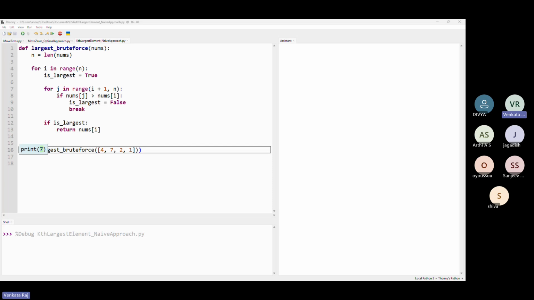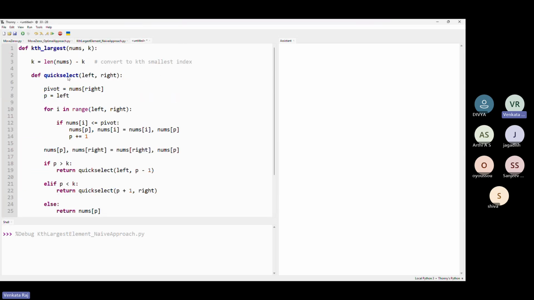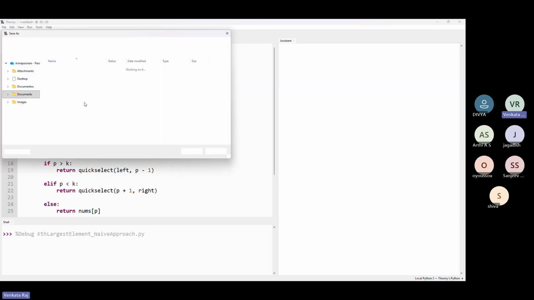Because for the kth largest element, we actually do quick select. Before going to quick select, I wanted to make sure you understand the remaining, or we can directly see the kth largest element. If you're not comfortable, if you feel too much is involved here, we can go step by step: first, second, then the kth.